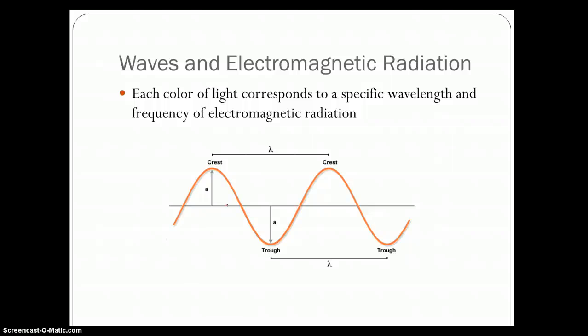When light or any other type of electromagnetic radiation travels, it travels like a wave. And the color of that light corresponds to a specific wavelength. And wavelength is from the crest of one wave to the crest of the other wave. And that is the symbol for wavelength. It's a Greek letter. And then we're also going to talk about frequency. And frequency is how many waves pass per second.